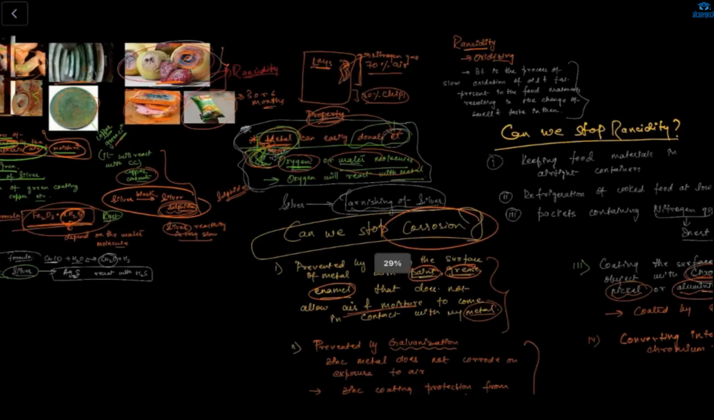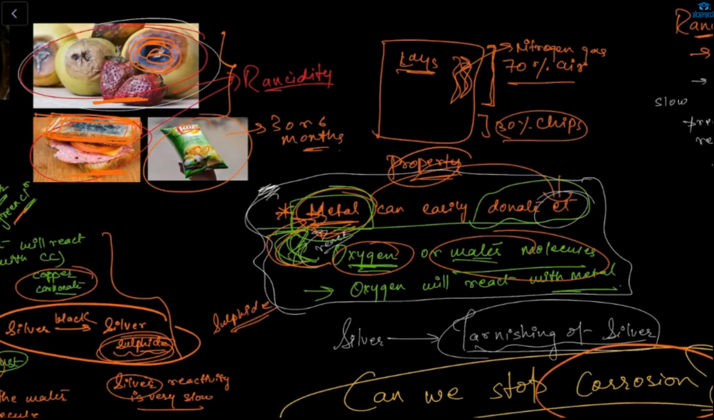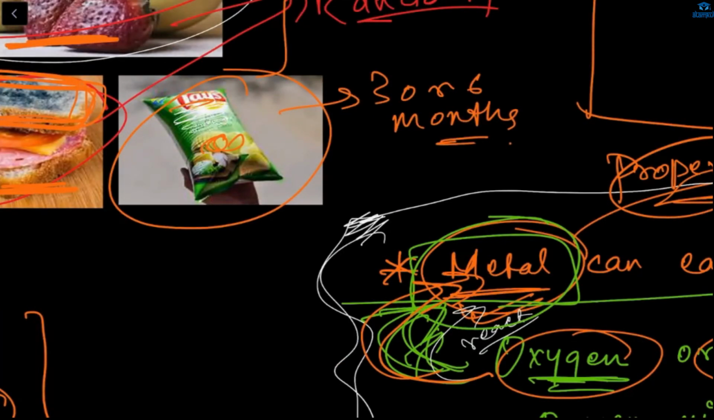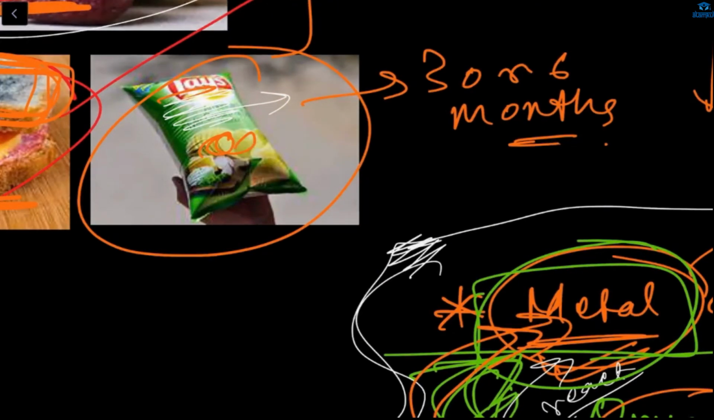That's why in the packet of Lay's chips, they fill nitrogen gas, because nitrogen gas is an inert gas and it will not react chemically. Ma'am, instead of nitrogen, what will happen if they put in helium? See, if they put some normal gas instead of nitrogen gas, then maybe it starts reacting. Then maybe the outer water molecules start reacting with my chips.